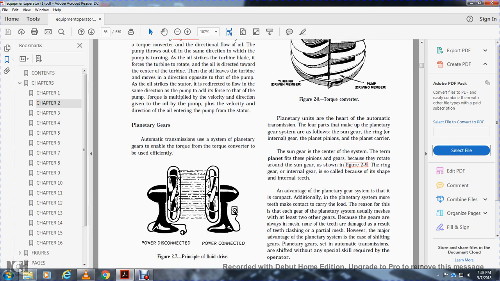Planetary gears. All automatic transmissions have a system of planetary gears enabling the torque from the torque converter to be used efficiently. Figure 2.7 shows the principle of fluid drive. The power disconnected, the power connected.